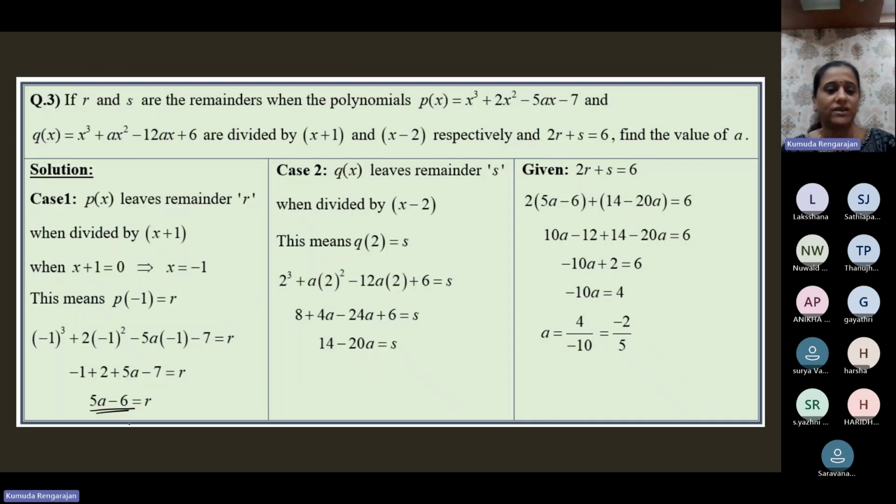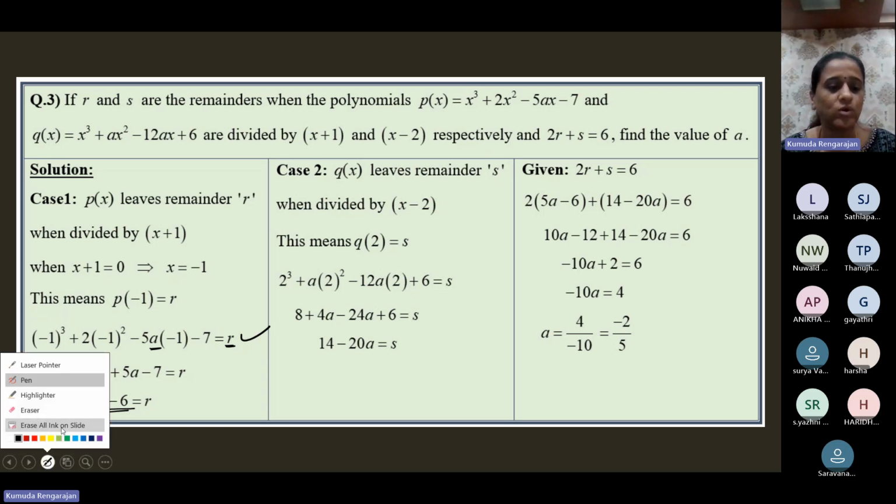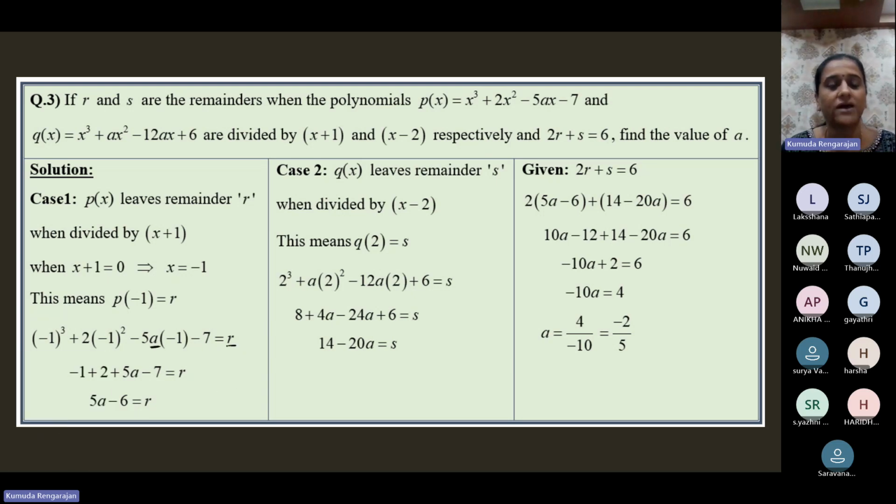But here you see that in this equation, you have two unknowns a and r, right? In the earlier equations, you had only one unknown. So when you solve that equation, you found the value of that unknown. But here you have two unknowns. You can see a and r. So find the expression for r.